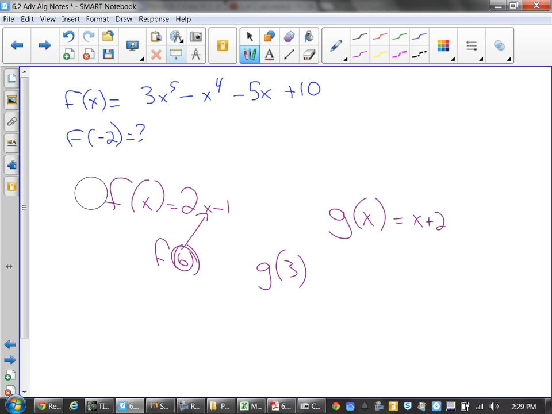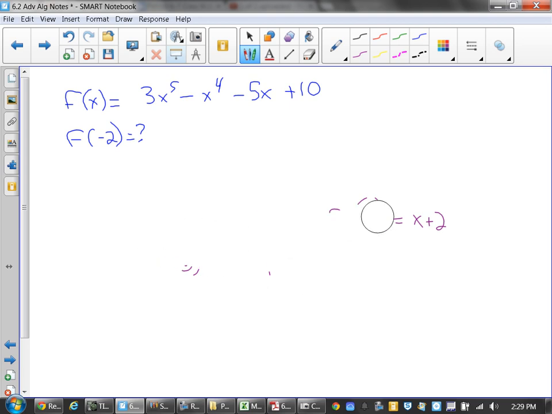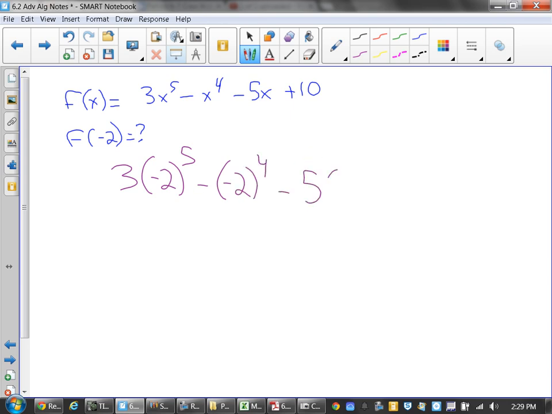So when we do substitution with polynomials now, it's the same process. So we have an f of -2. What we need to do is just write it out literally. 3 times (-2) to the 5th minus (-2) to the 4th minus 5 times (-2) plus 10. Notice how I wrote that out with parentheses and everything around the negatives, and I made it very, very specific. Do that. Now type it in your calculator.